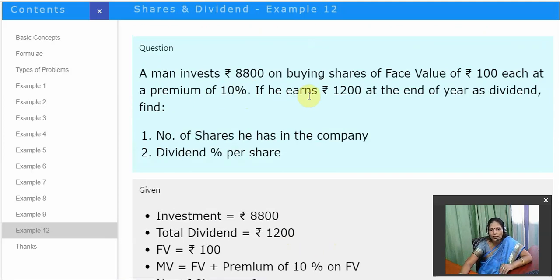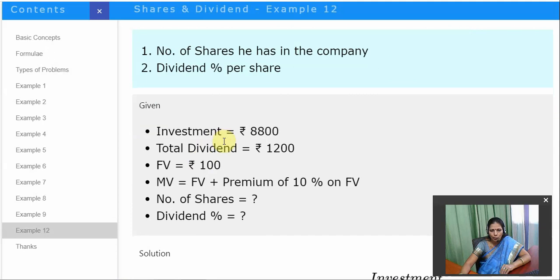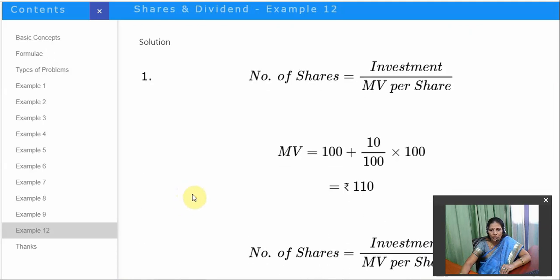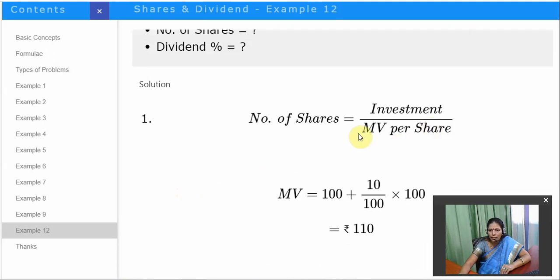And he earns rupees 1,200 at the end of the year as dividend. So what is this 1,200? It is yearly dividend. That is total dividend or total income. Now what you need to find out in this is the number of shares, dividend percentage. So how to find the number of shares? Number of shares is equal to investment by market value per share.